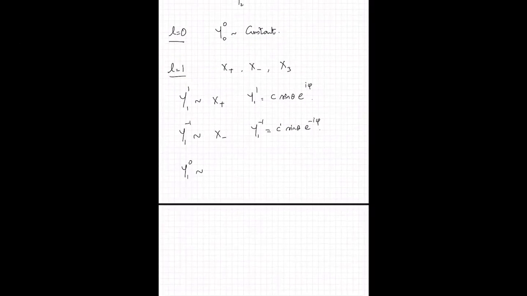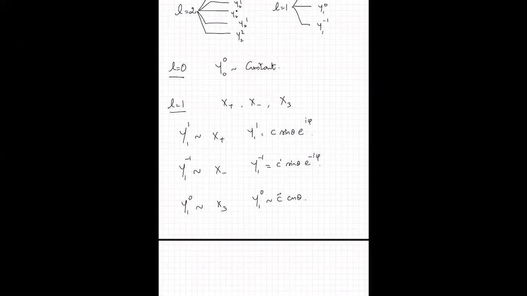Okay, y10. Again, only 3 terms are possible for a polynomial of order 1: x plus, x minus, and x3. x plus has one factor of e to the I phi, which means m value of 1. x minus has m value of minus 1. So only x3 is a possibility. So up to a constant, y10 should be some constant times x3, which is cosine theta. Without doing any mathematics, you can simply guess by looking at the m values.